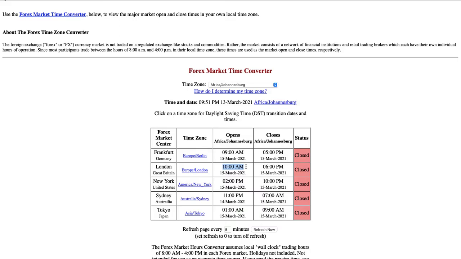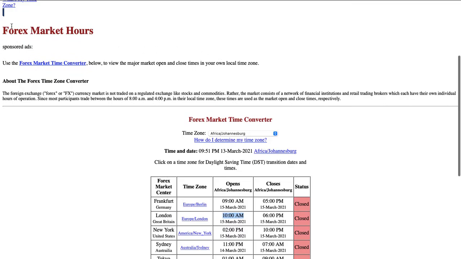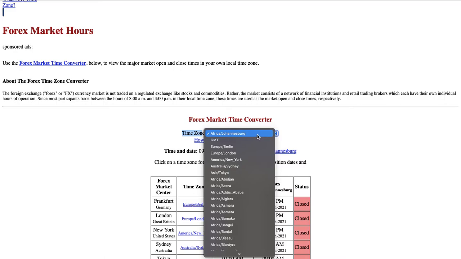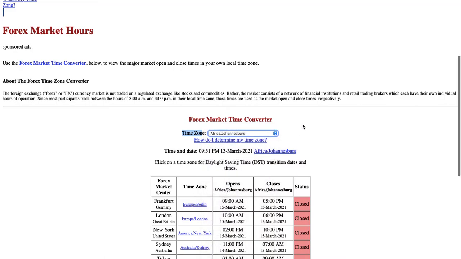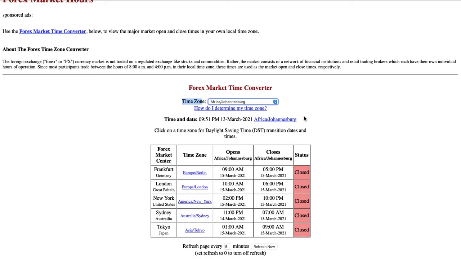So basically, what you want to do is go to the forex market time converter, right? It's a website for free. Forex market timezoneconverter.com. And then you want to come to this option over here, and then select your time zone. I selected Africa, Johannesburg, because that's where I live, right, in South Africa.